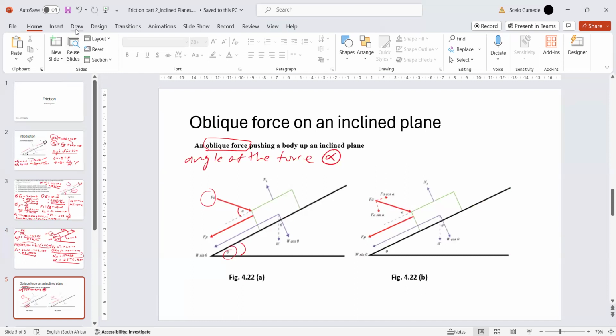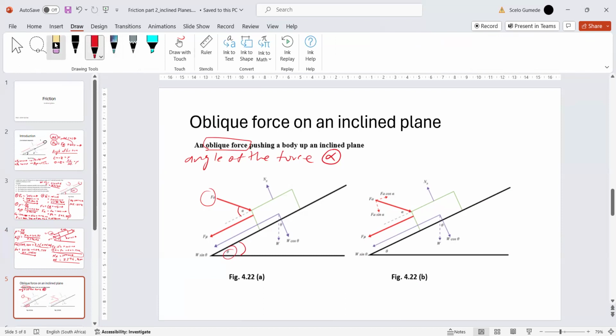Remember that FA, the applied force at an angle, is going to have components. The components go into the direction in which it's being pushed. You can't have components opposing that. This force is pressing down: applied force sine alpha. It's also pushing with FA cos alpha for the object to go in that direction. So there are two components there. This one will be wrong.